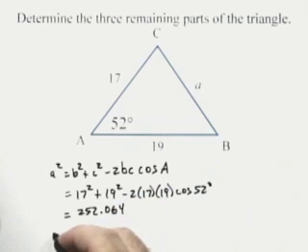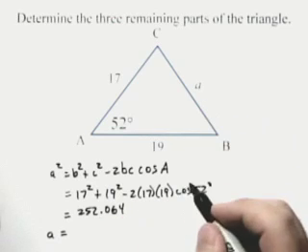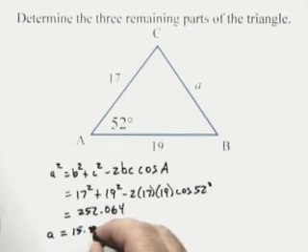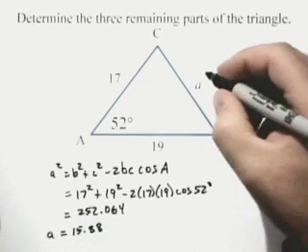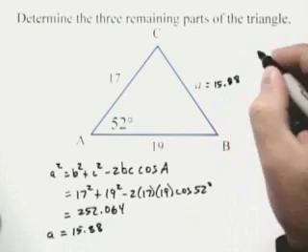252.064, and take the square root of both sides, using the positive square root since we're dealing with the length of a side, and get that a is 15.88. So our third side, a, is 15.88 units.